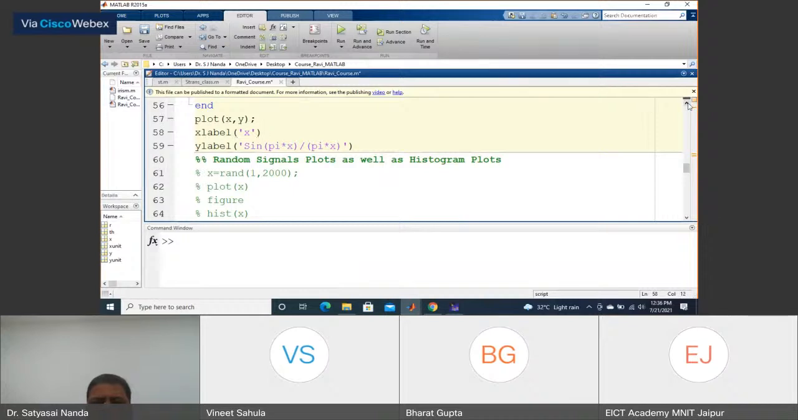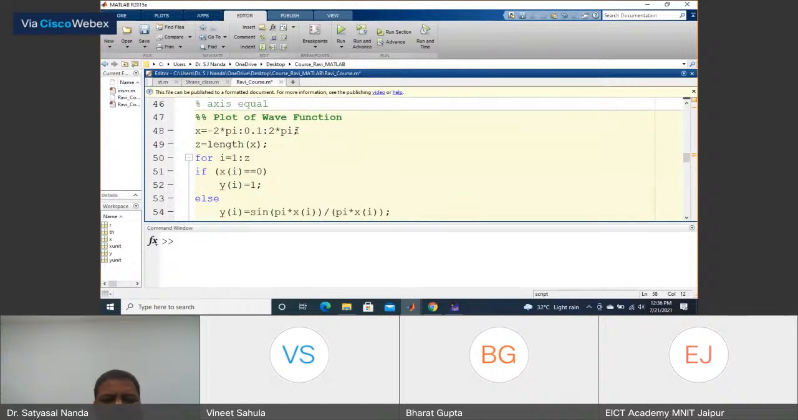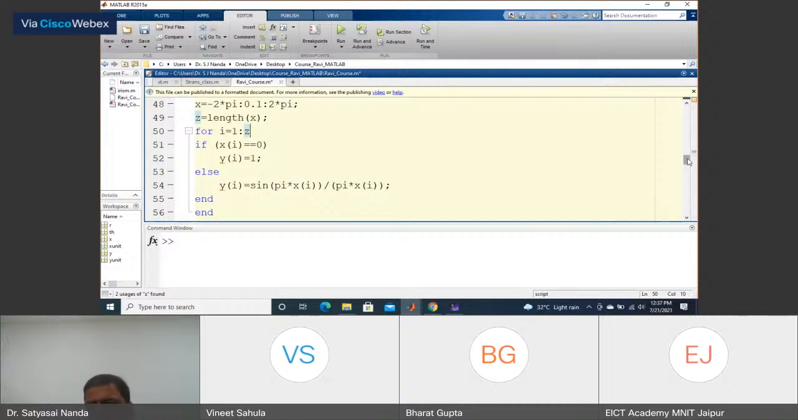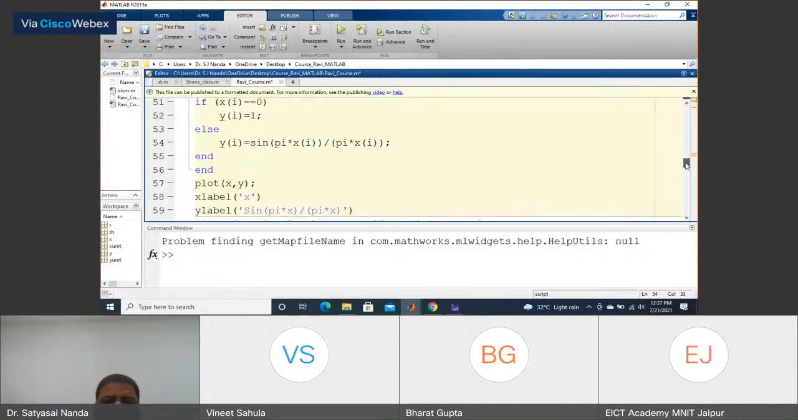Over here you can observe that I have taken the signal between -2 pi to 2 pi, and for this I have calculated the length. My wave function, as all of you know, is the sinc function, that is sine pi x divided by pi x. So I have made it: if xi is equal to 0, then yi is equal to 1. Otherwise yi is equal to sine pi xi divided by pi xi, and that one I am going to plot with respect to x and y.